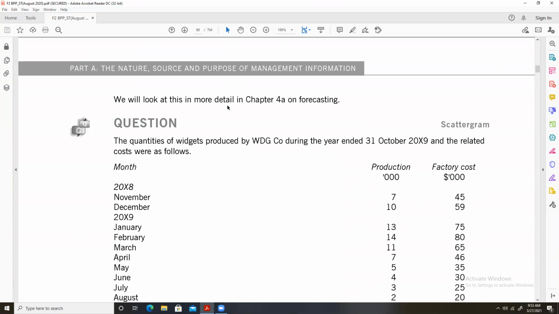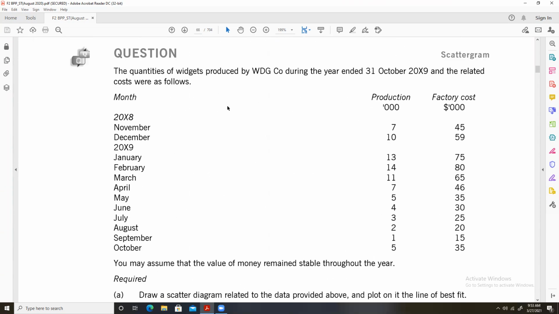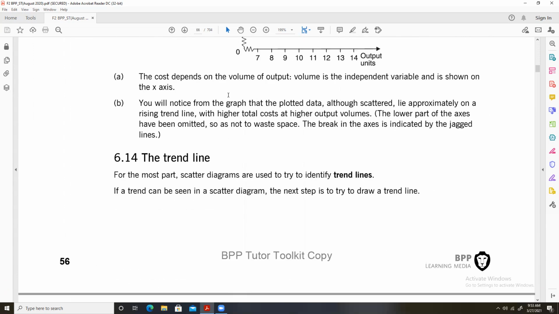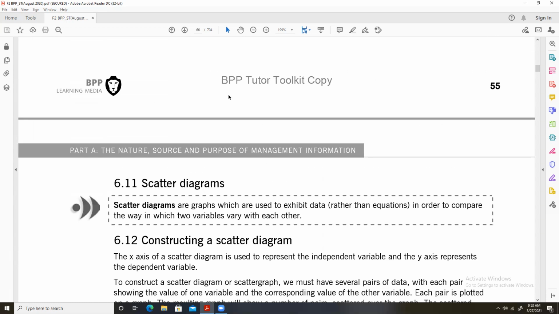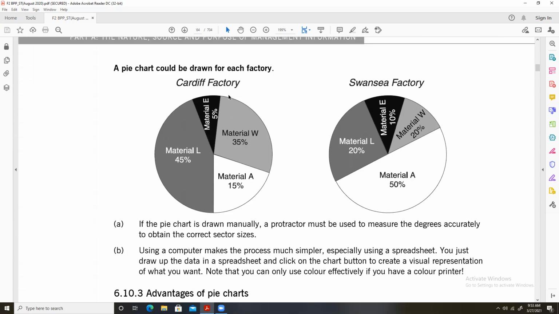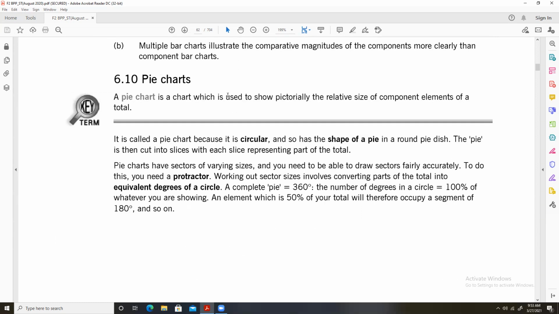Okay, moving forward. So we have different diagrams. Number one is the scatter diagram. Number two is the pie charts. And last but not least, we have bar charts.